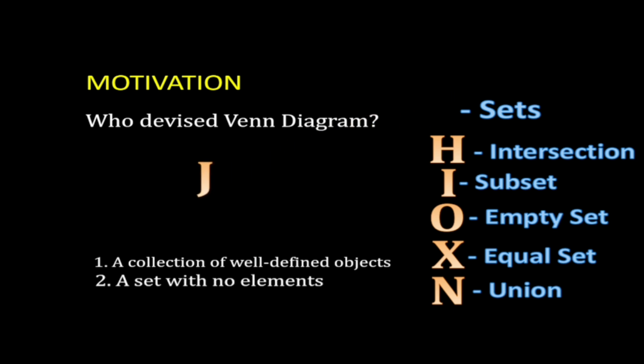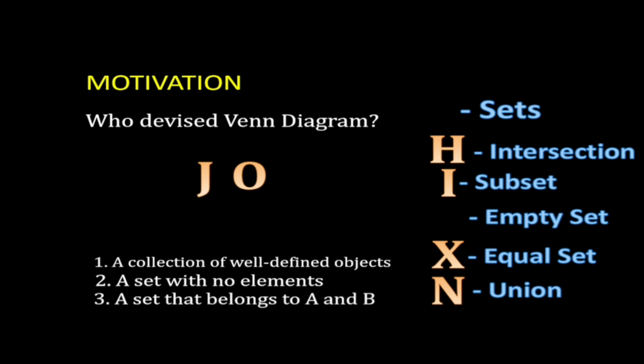Next, let's move on with question number 2. A set with no elements is called, very good, that is letter O, an empty set. Now let's proceed with question number 3. A set that belongs to A and B. And that is correct, letter H, and we call it intersection.